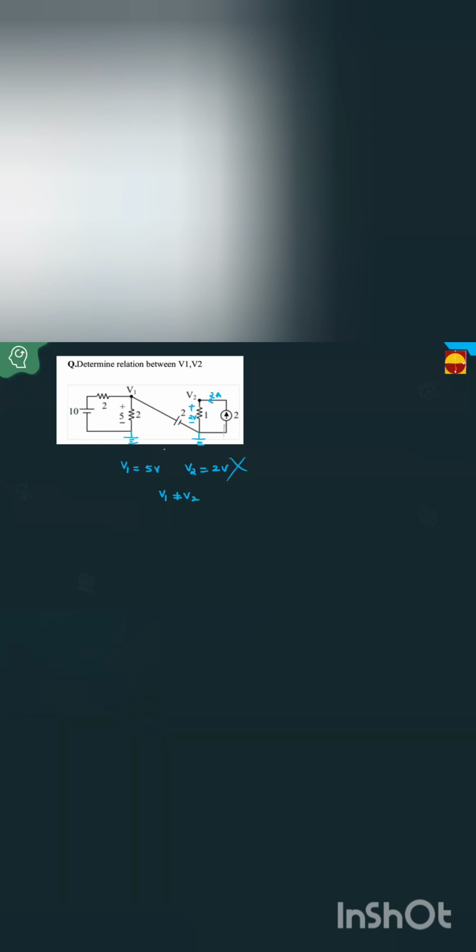Why? You don't assume two reference voltages. You don't assume two ground potentials. You don't have two ground potentials at a time. You have only one ground.